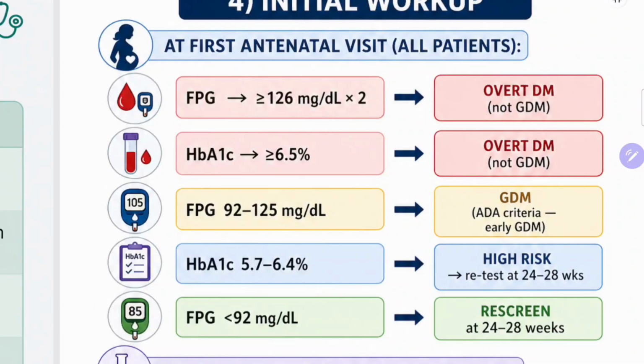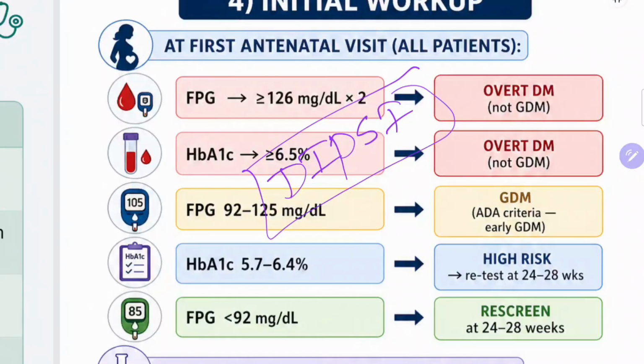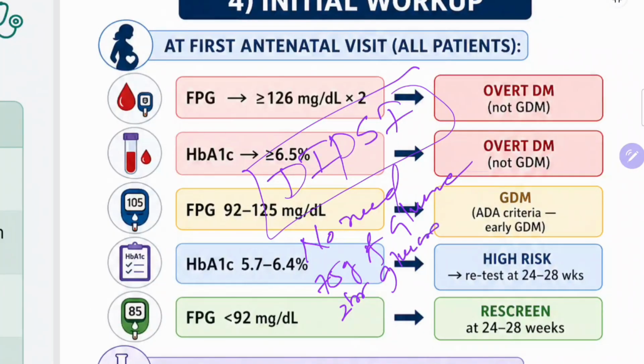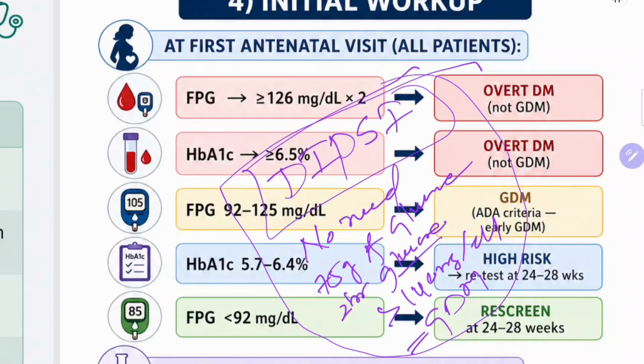So there is one more classification which is more commonly used in India, which is known as DIPSI criteria for diabetes mellitus. What is DIPSI criteria? So no need of fasting. In the morning you will give 75 gram of glucose to the pregnant lady, and after 2 hours you will take the glucose, and if that glucose level is more than 140 milligram per deciliter, then that is known as GDM. So this is the criteria which is mostly used in India.